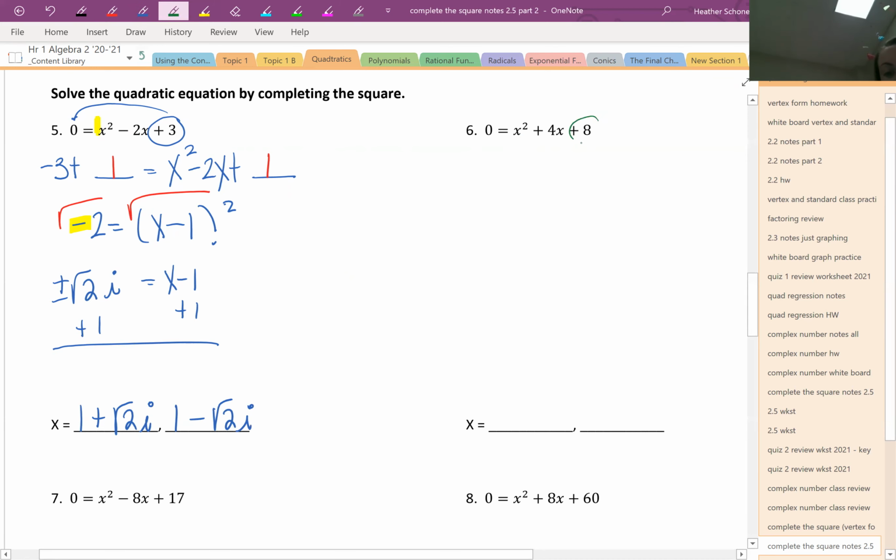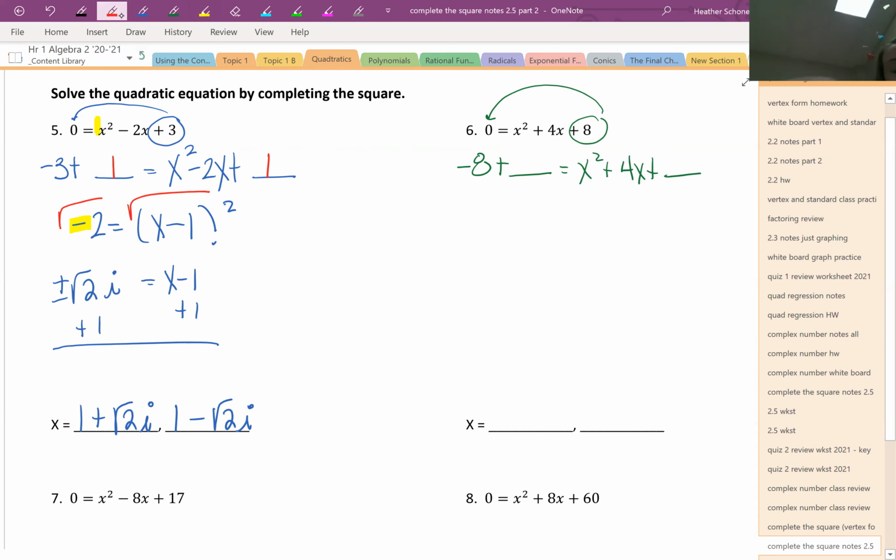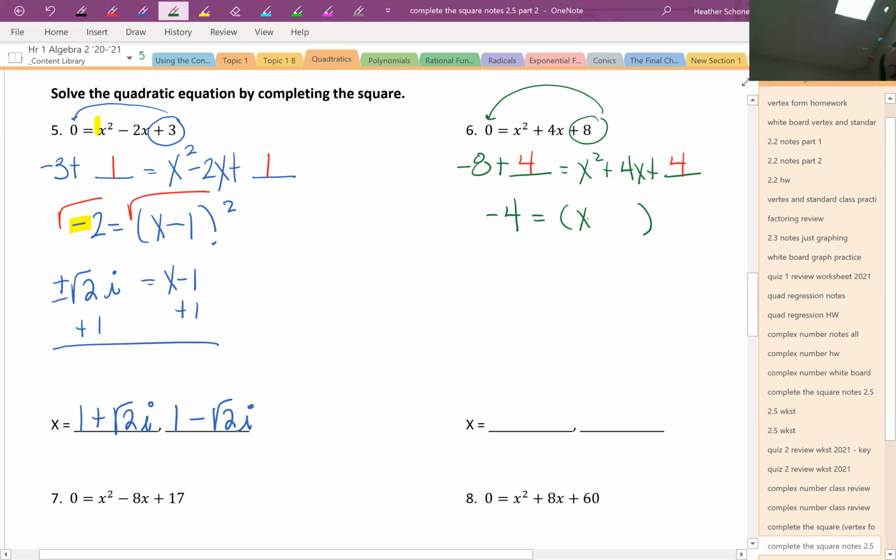On the next one, I'm going to start by moving the 8 over. So I have -8 plus blank equals x squared plus 4x plus blank. Let's fill in the numbers. Half of 4 is 2. 2 squared is 4. I didn't have to change the number I added to the left because it wasn't in the parentheses on the right. So it really was just 4. So over here, I get -4 equals, this factors to x plus 2 squared.